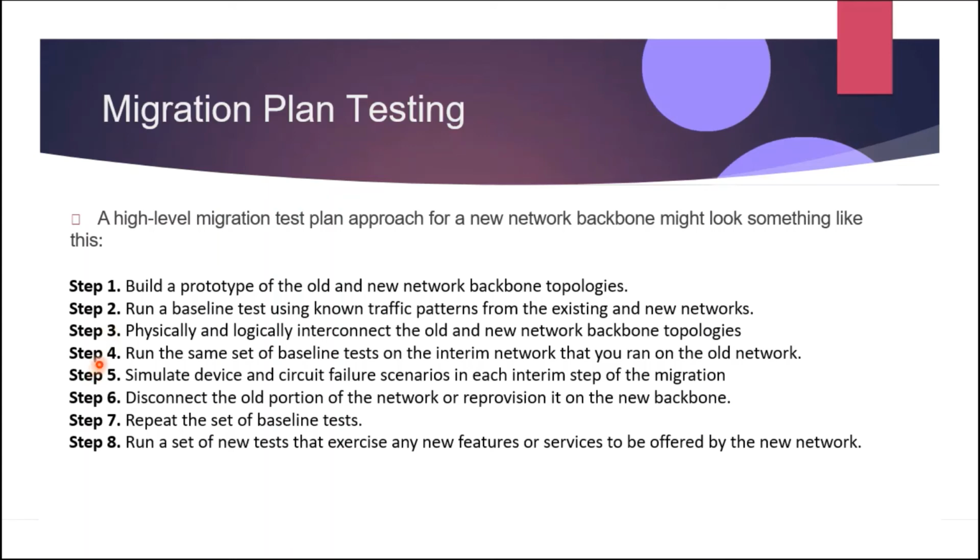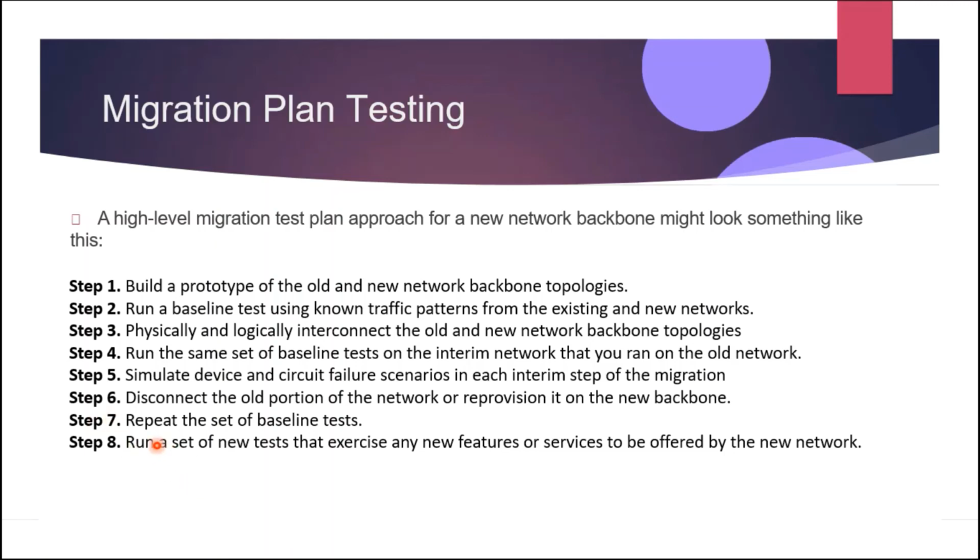Fourth, run the same set of baseline tests on the interim network that you run on the old network. You also have to simulate device and circuit failure scenarios in each interim step of the migration in order to understand the impact on test traffic and whether any collateral damage occurs. Sixth would be disconnect the old portion of the network or reprovision it on the new backbone. So this should be done the same way as the migration plan will be done. So if this will be done in multiple steps in your plan, then you should test each one of them.